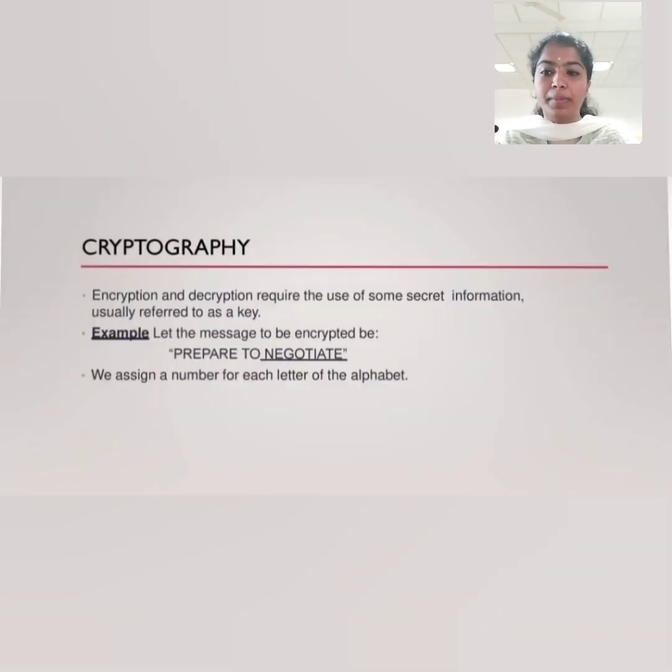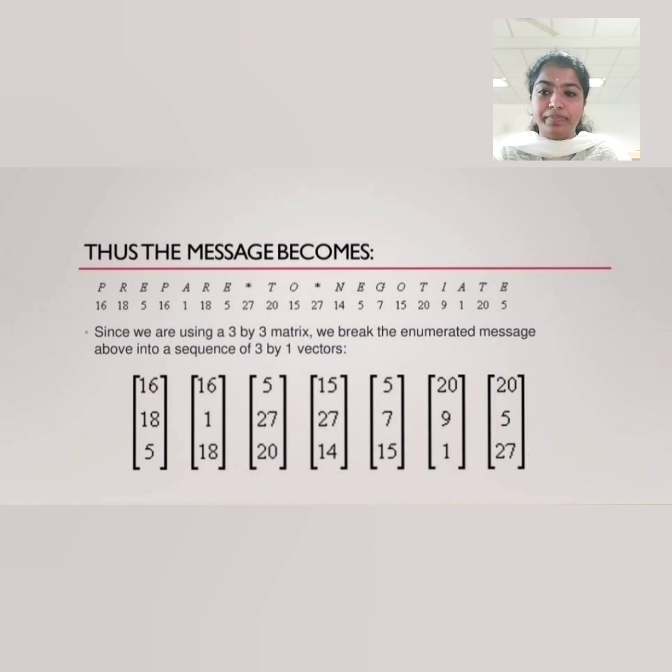Then cryptography. Encryption and decryption require the use of some secret information, usually referred to as a key. Example: let us encrypt the message "prepare to negotiate". We assign a number to each letter of the alphabet. Thus the message becomes 16, 18, 5, 16, 1, and so on, some numbers.